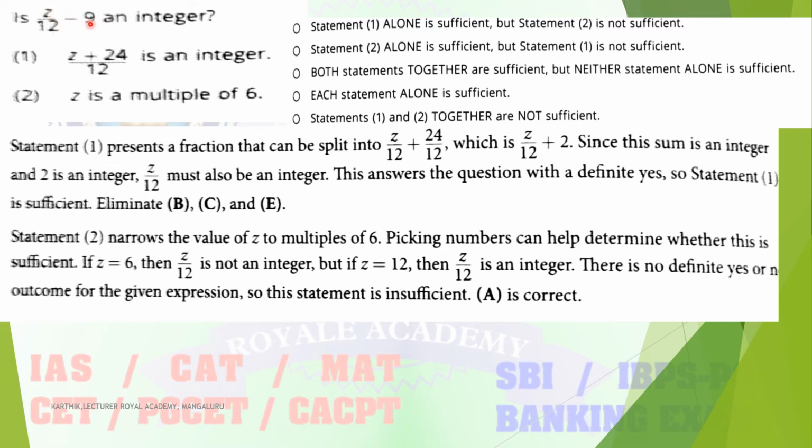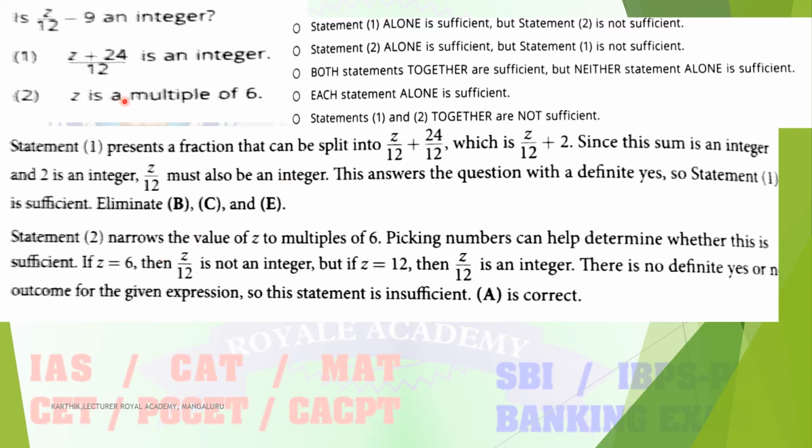12 divided by 12 minus 9, how much? Is it an integer or not? It is not an integer, so your answer is no. Why? Because 12 divided by 12 is 1, and 1 minus 9 is minus 8, which is not an integer, so the answer is no. So statement 1 itself can answer the question.